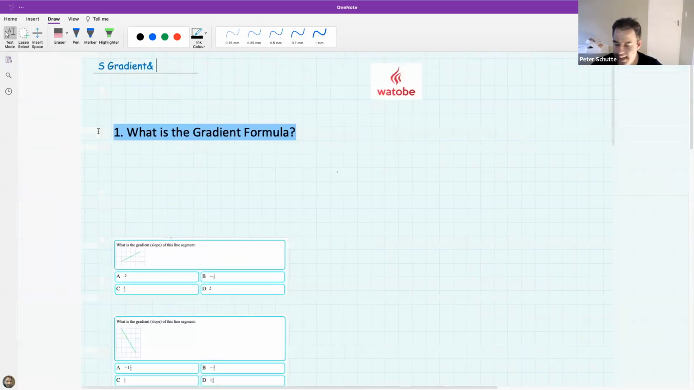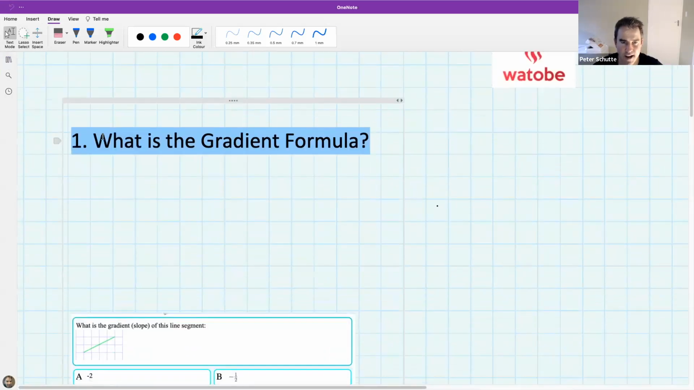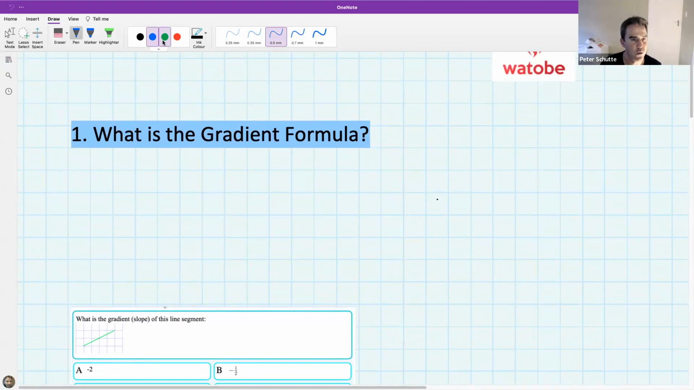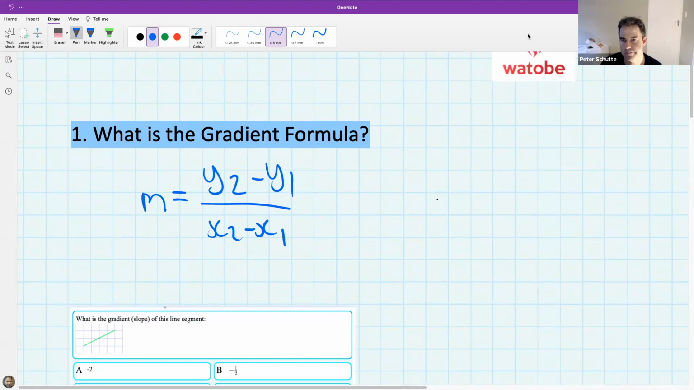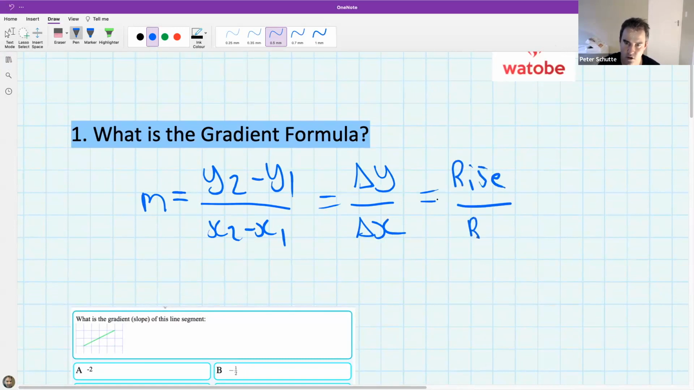So today there's a bit of a focus on gradient, making sure you understand gradient well. I just want to start with making sure you're all aware of the formula for gradient. y2 minus y1 over x2 minus x1 is the commonly used formula. Sometimes teachers say change in y over change in x, or they sometimes say rise over run. So those are the different ways of describing gradient.